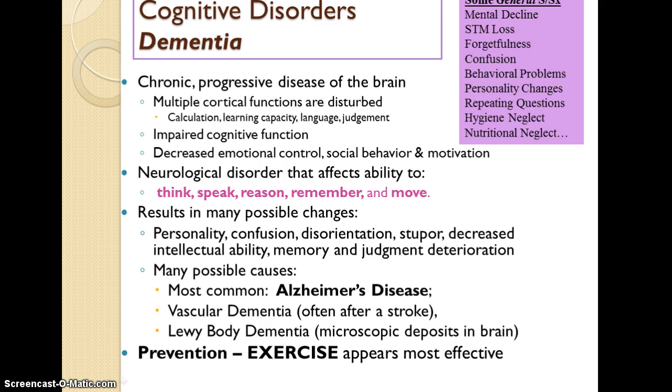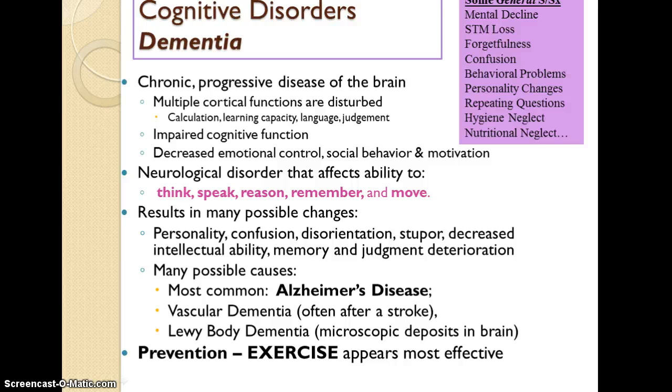So there are different cognitive disorders. When I say we're assessing for cognition, this is what we're looking for. Dementia is probably the most common one. It's a chronic progressive disease of the brain. Multiple cortical functions are disturbed. That means calculation, learning capacity, language, judgment, these different things can be disturbed.